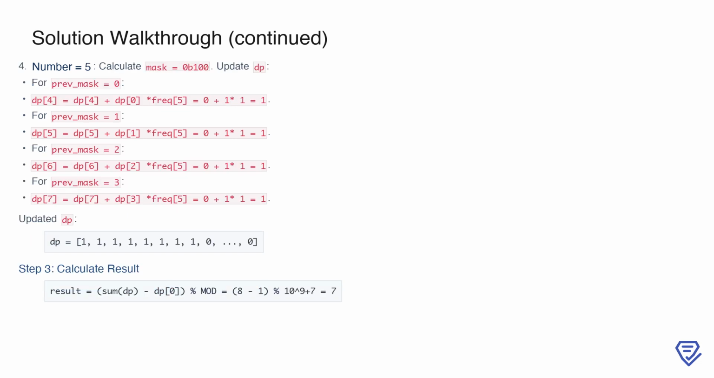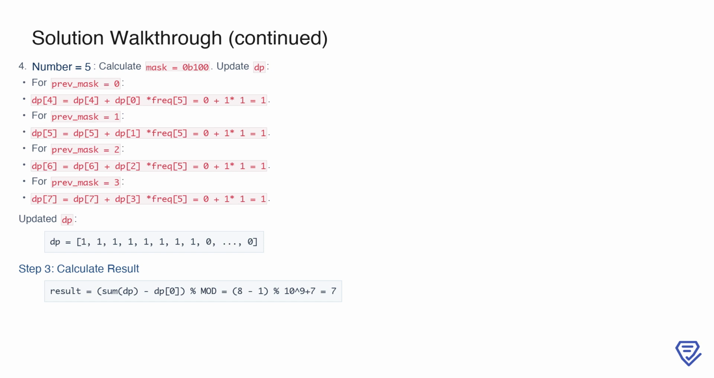The next number is 5. Its bitmask is calculated as 0b100. We then update the DP array by considering all previous masks. For prev_mask equals 0, we calculate dp[4] = dp[4] + dp[0] * frequency[5] = 0 + 1 * 1 = 1.